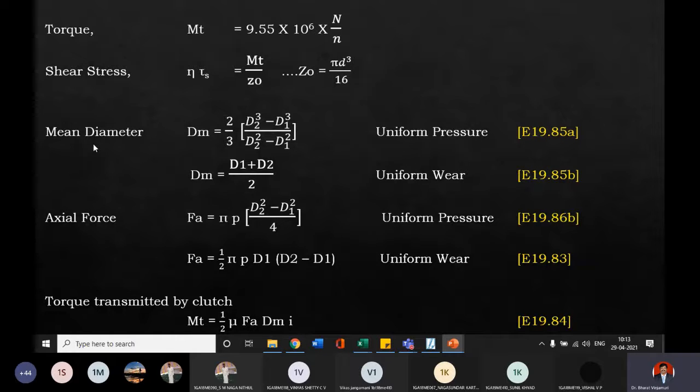Now next one is mean diameter dm. Dm can be found by these two equations, the uniform pressure equation or the uniform wear equation. So for uniform pressure, dm is 2 by 3 into d2 cube minus d1 cube by d2 square minus d1 square, from equation number 19.85a. Or for uniform wear, which you can remember easily, d1 plus d2 by 2. Similarly, the axial force from the two equations and the torque transmitted by the clutch.